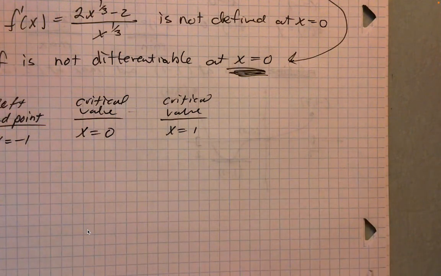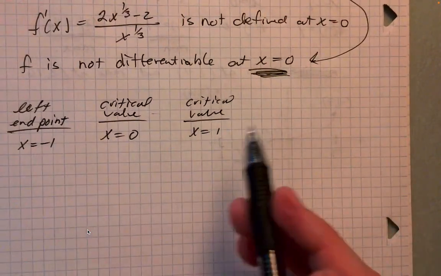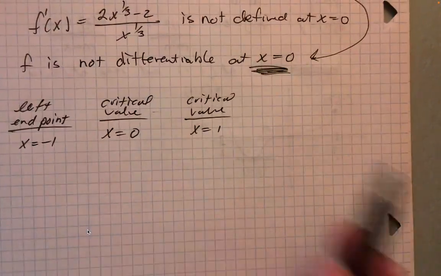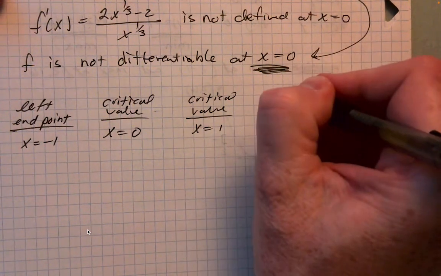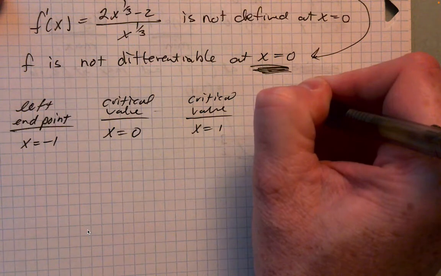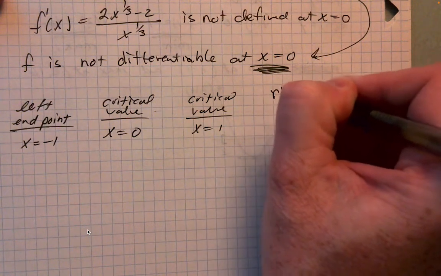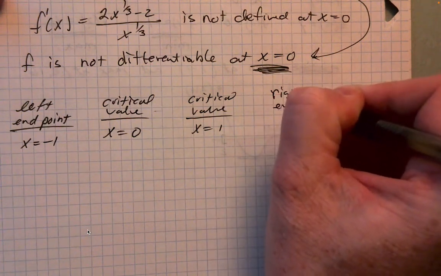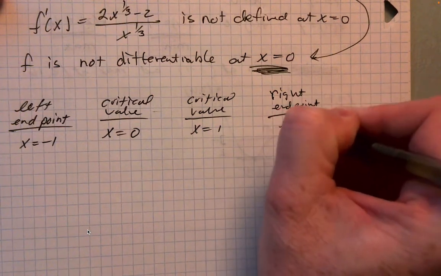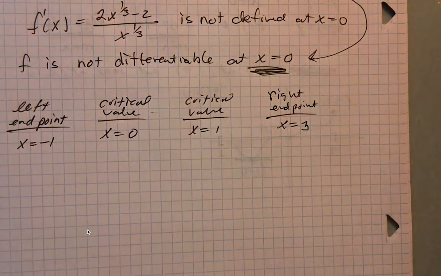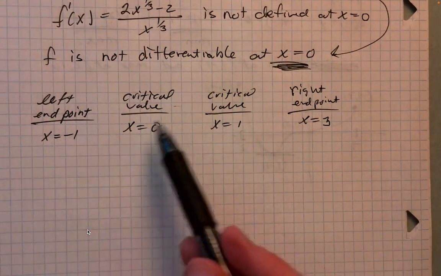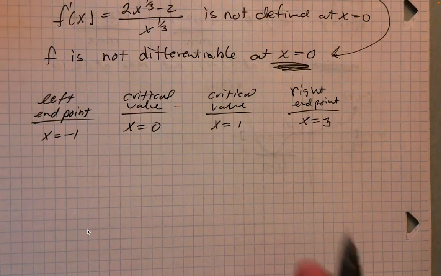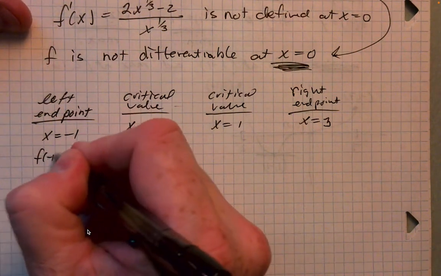You could have more, right? But not for this function. But functions could have hundreds of critical values. I mean, probably the examples we'll do in this class will not. And then you've got the right-hand endpoint, which is x equals 3. Okay, so very good. So you've got these different values, and these are the values where you're going to have a min or a max if you do have one. So now just figure out which one is the min and which one is the max.